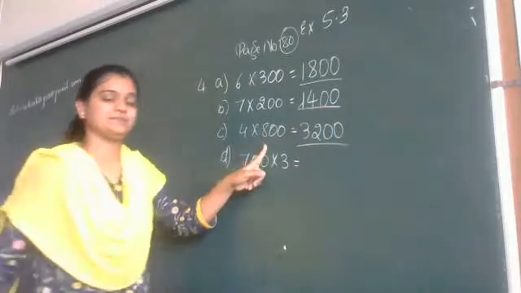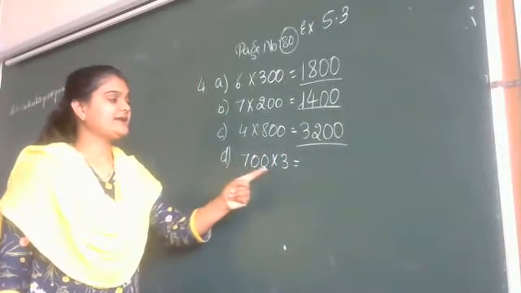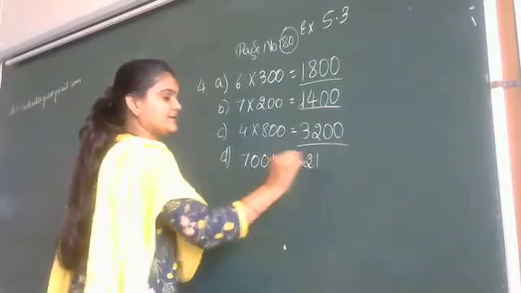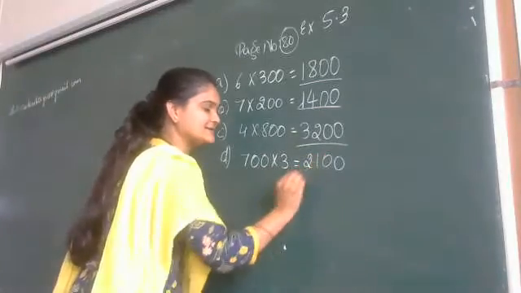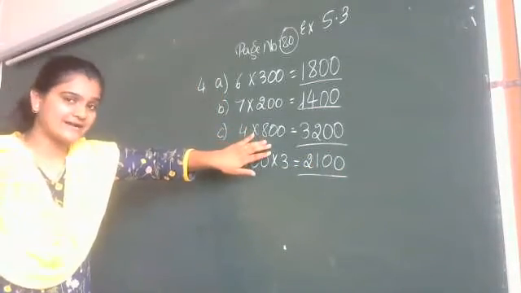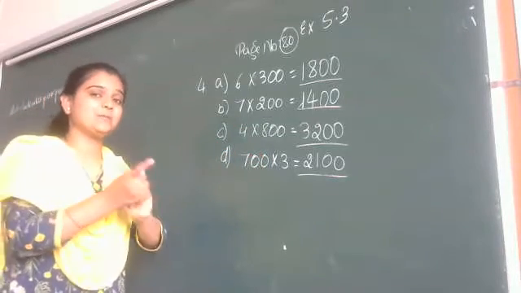As it is. Is it clear? 700 into 3, 7 threes are 21. Two zeros will be kept as it is. Okay? Here they have given a number and multiplied by hundreds. Here they have just interchanged the numbers.